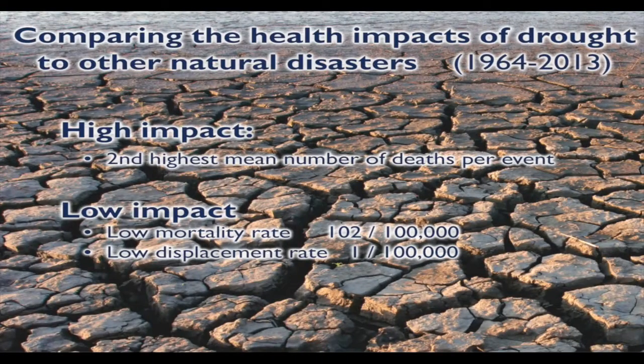We also see very little displacement with drought in comparison to other types of natural disasters. So even though tsunamis and other geological disasters like earthquakes and landslides have very high displacement rates, droughts have very low displacement rates because people aren't displaced. Now there is, of course, displacement associated with drought, but when we compare that to other natural disasters, we don't normally see the highest rates that we would see with other types of geological emergencies.